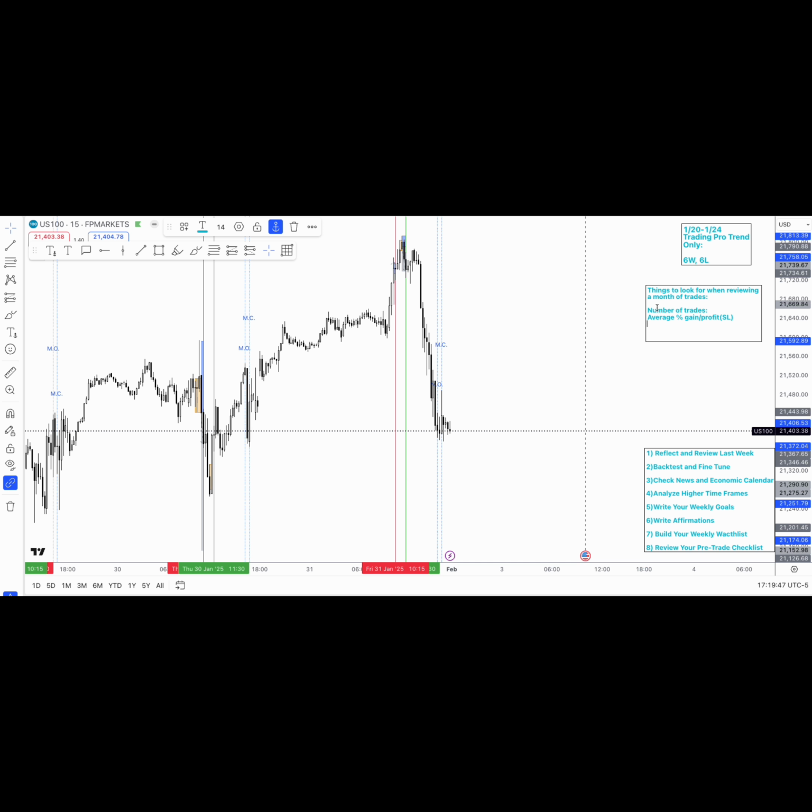So yeah, you're looking for things like number of trades. You want to look at things like average percent gain or profit and stop loss size. I'll put stats right there too. I'll put a slash there. You want to look at things like your win percentage, which of course comes from your number of trades you're taking. How many trades you won divided by the amount of trades you actually took.